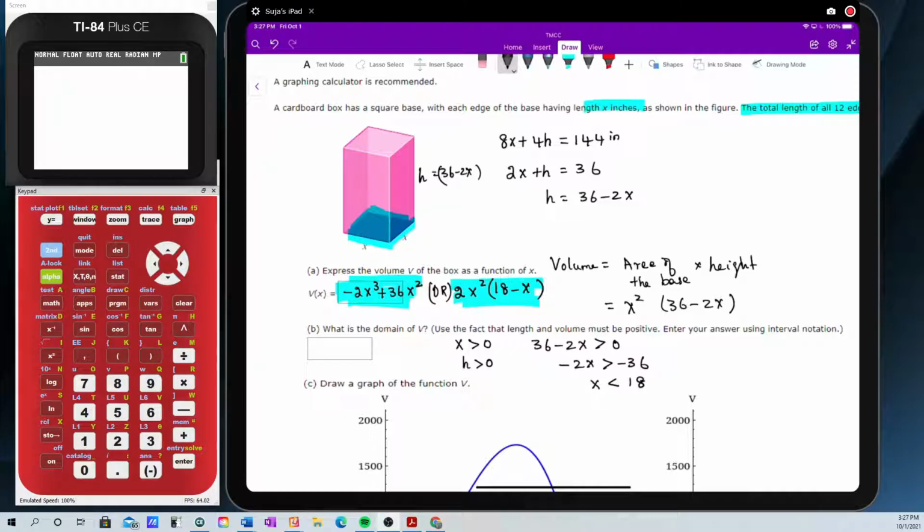So what this is telling me is, if I think of my number line, for me to have a cardboard box, my x values have to be between 0 and 18. If I write an inequality, it's going to be x is between 0 and 18. Using interval notation, because that's what it's asking for, it's going to be parentheses 0 comma 18, and that's what the answer would be here.